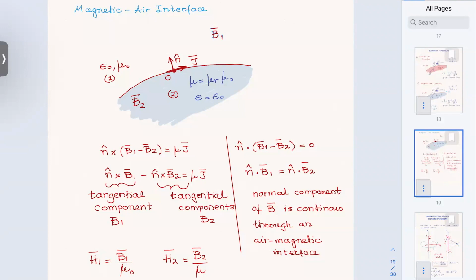So here, for example, we can write from the above that N cross mu naught H1 minus N cross mu H2 are equal to mu J, depending on whether you are, and mu will be mu naught if you are just above the interface, is going to be mu just below the interface. All right, so this.